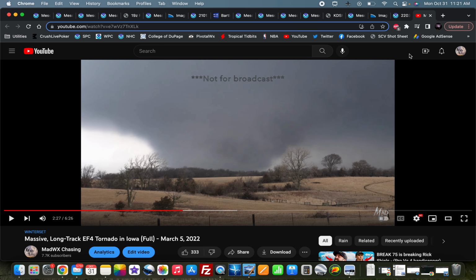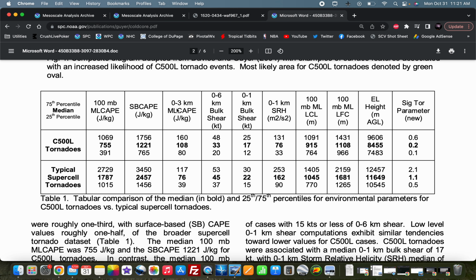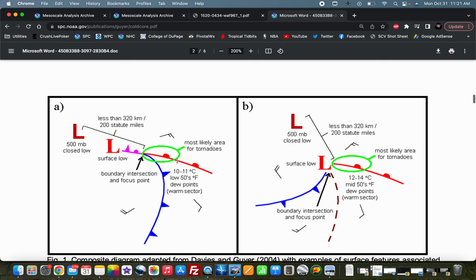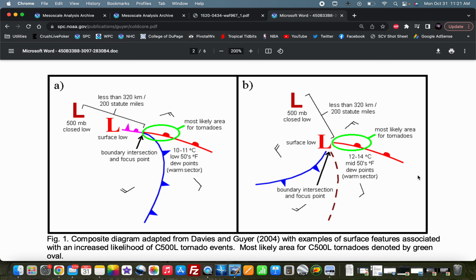So that's going to do it here for this video. I hope you learned some stuff about cold core events. Once again, copy and paste these diagrams here. These are always good go-tos from that Guyer and Davies article. Once again, I'll post the links to both of these articles in the description below, as well as the video that I did on 0 to 3 kilometer CAPE. But copy and paste this diagram here and definitely use it when you're forecasting cold core tornado events.